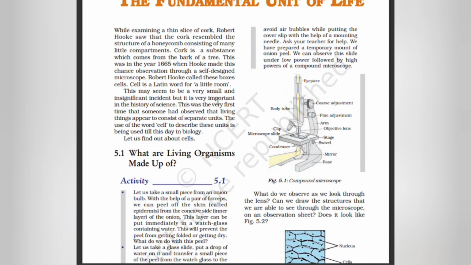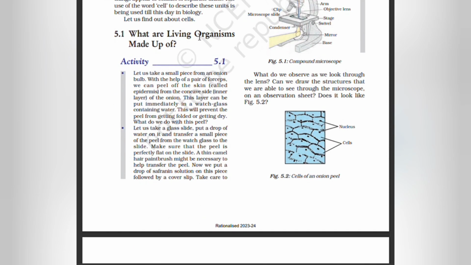This may seem to be a very small and insignificant incident, but it is very important in the history of science. This was the very first time that someone had observed that living things appear to consist of separate units. The word cell to describe these units is still used today in biology. Let us find out about cells. What are living organisms made up of?